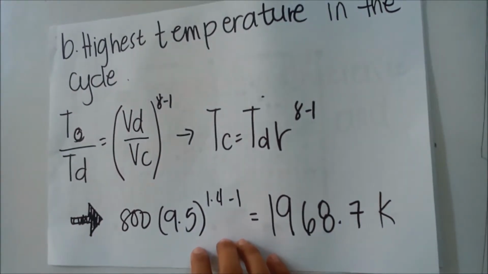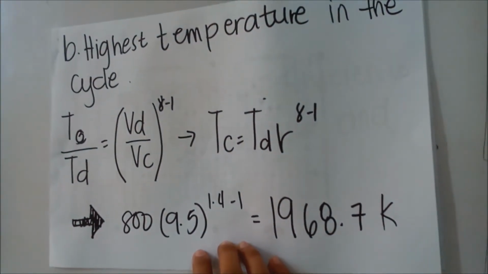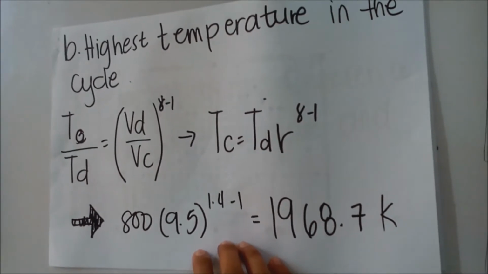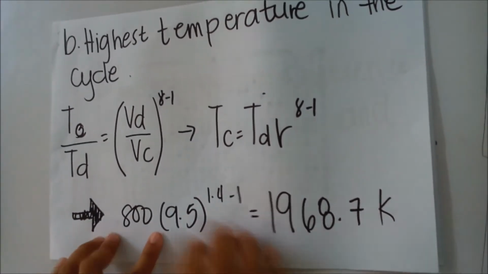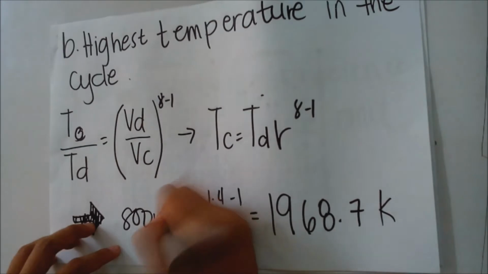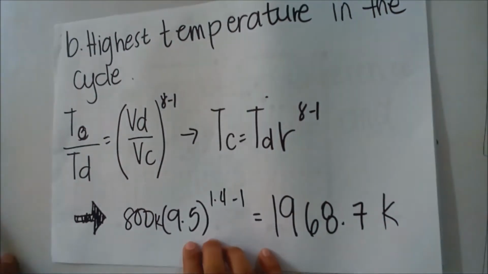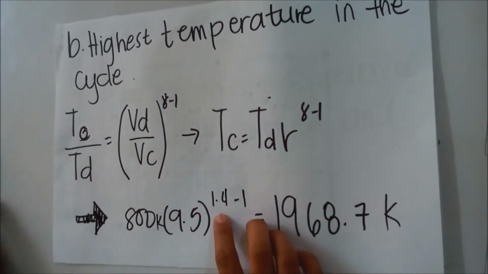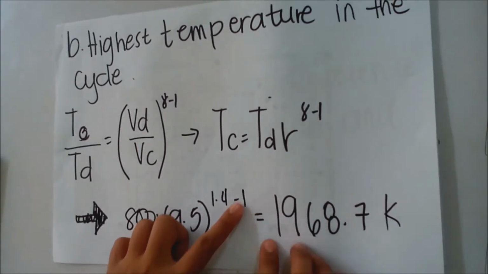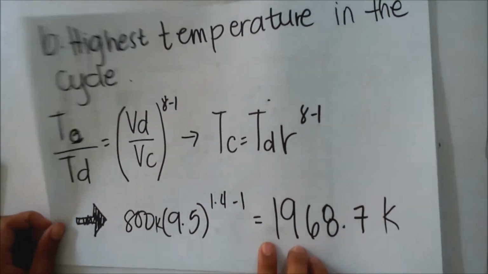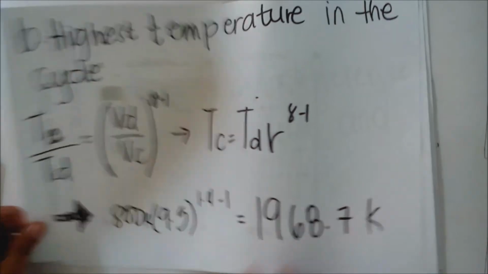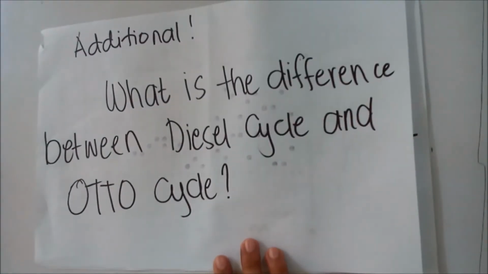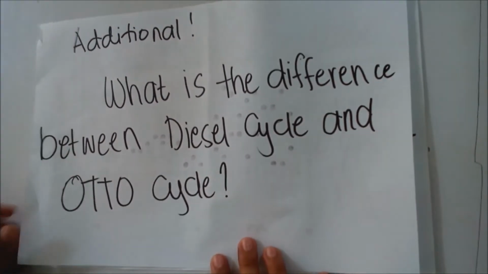From our problem earlier, the temperature at point D is 800 Kelvin. So 800 Kelvin times 9.5, which is the compression ratio, to the power of 1.4 minus 1, we will get 1968.7 Kelvin.